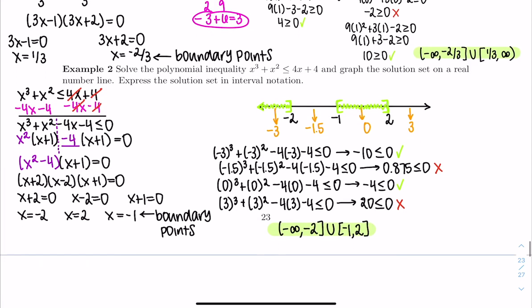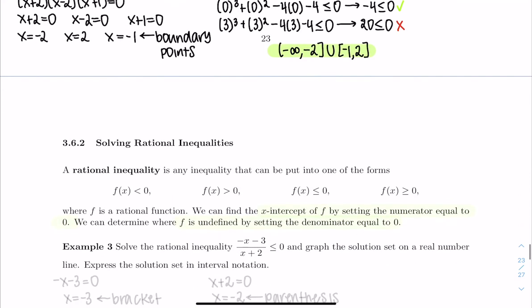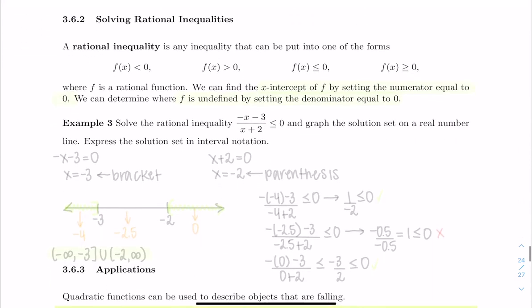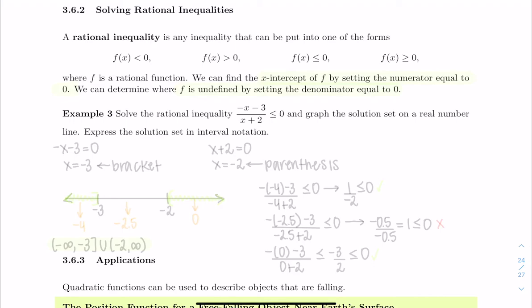Now, what about rational inequalities? So a rational inequality is any inequality that can be put into one of the following forms, and this is going to look really similar to what we just did. The only difference is that f is a rational function. And so we can find the x-intercepts by setting the numerator equal to 0. We can also determine where f is undefined by setting the denominator equal to 0.